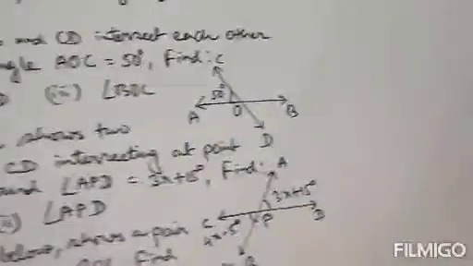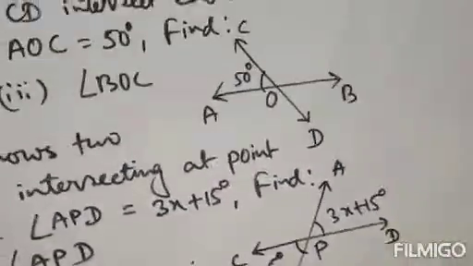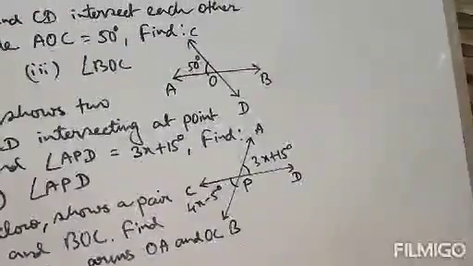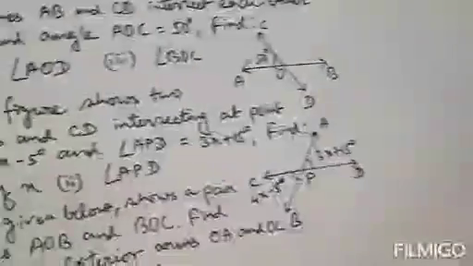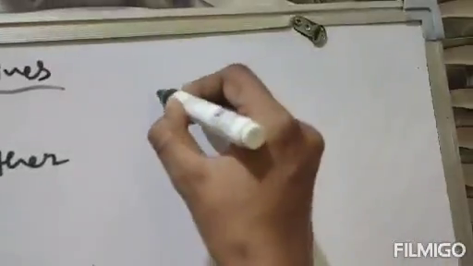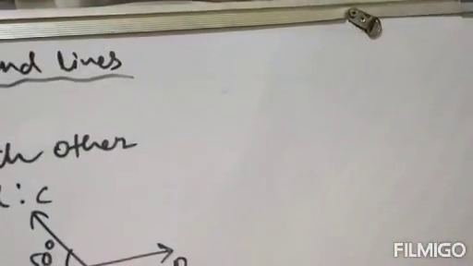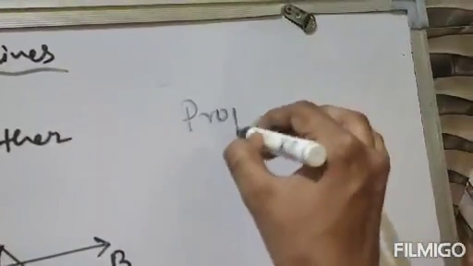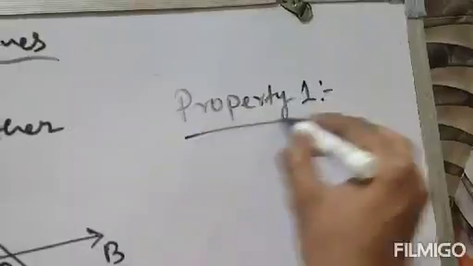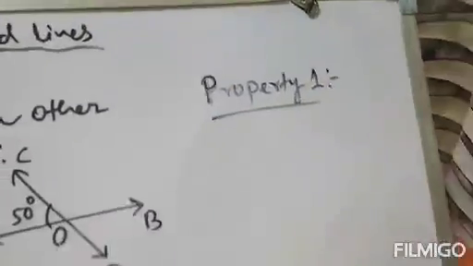So let's start. Before we start, we have two properties, property 1 and property 2, that will be discussed, and based on those properties we will solve these questions. So first, property number 1. What is the first property?